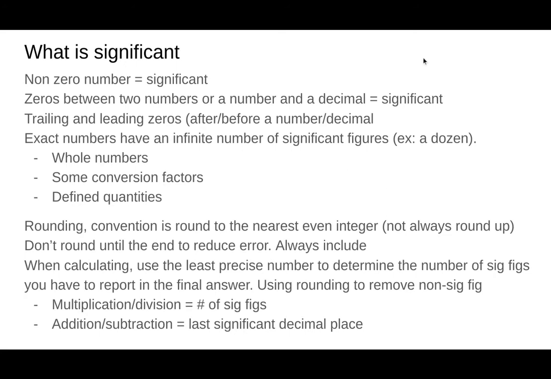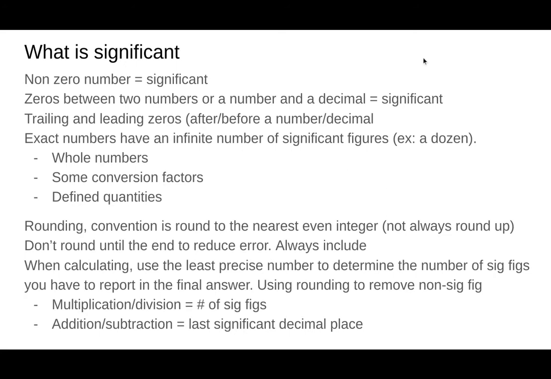And then we also did rounding conventions, where in physics it's rounding to the nearest even integer, not always just rounding up as we do in high school. And then when you're calculating, you have to take into account the sig figs to determine your final answer, so you can remove the non-significant figures.